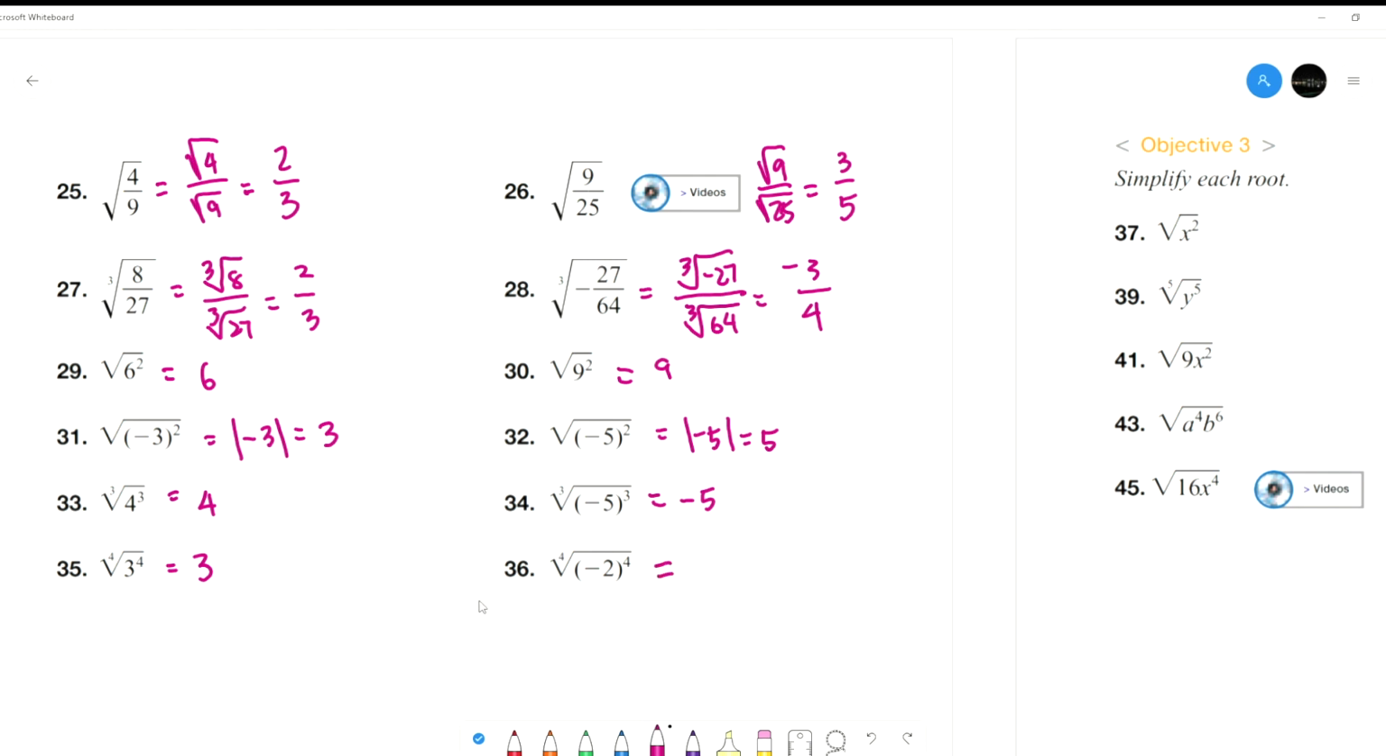But number 36 is an even root, right? And your final answer is the 4's cancel out, the fourth root and the fourth power. So it's the absolute value of negative 2 equals positive 2. So just before I continue on, does everyone remember when it's an absolute value symbol, when it's not? Just want to make sure.